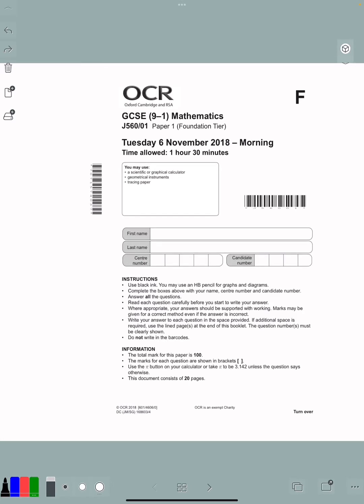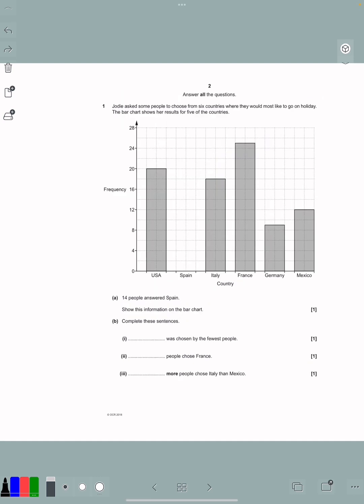Hi, so this is an OCR Maths Foundation paper from November 2018. You may use a calculator. Jody asked some people to choose from 6 countries where they would most like to go on holiday. The bar chart shows the results for 5 of the countries.